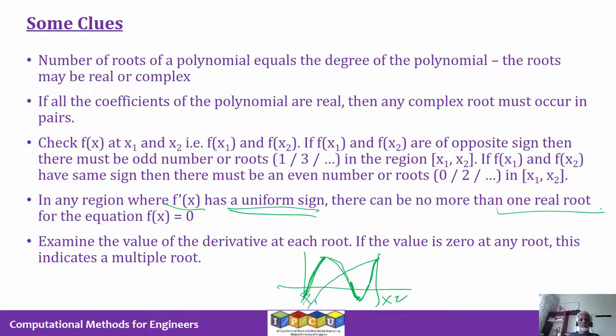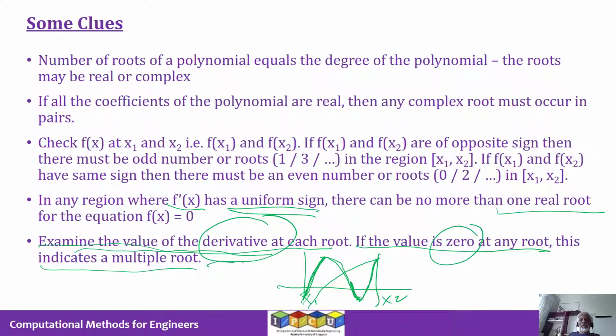Okay, so the other thing we need to do, and this is what we understood from panel C in the previous slides, is examine the value of the derivative at each root. This becomes quite important. Find the value of the derivative at each root. If the value is 0 at any root, this indicates a multiple root. If the derivative vanishes at the root, then the slope of the function at the root is 0. Derivative and slope are the same. And when that happens, it indicates a multiple root.